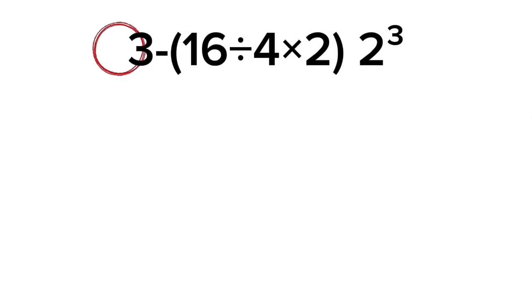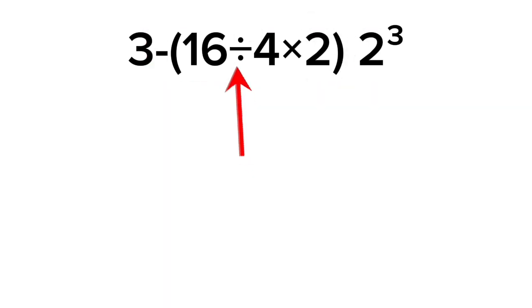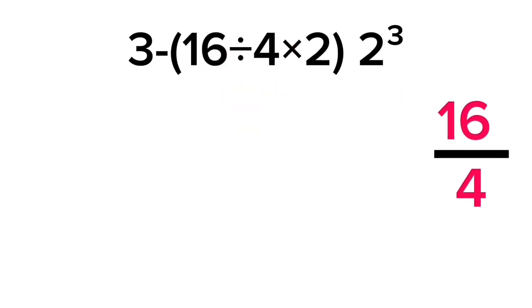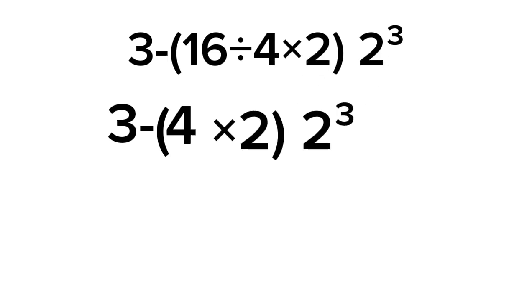If we have the expression 3 minus (16 divided by 4 times 2) and multiplied by 2 cubed, then what is the correct answer of this question? Many people, when solving this question, first go for the expression inside the parentheses and assume they have the division between 16 and 4. So instead of this expression, they write 3 minus (4 times 2) and multiplied by 2 cubed.